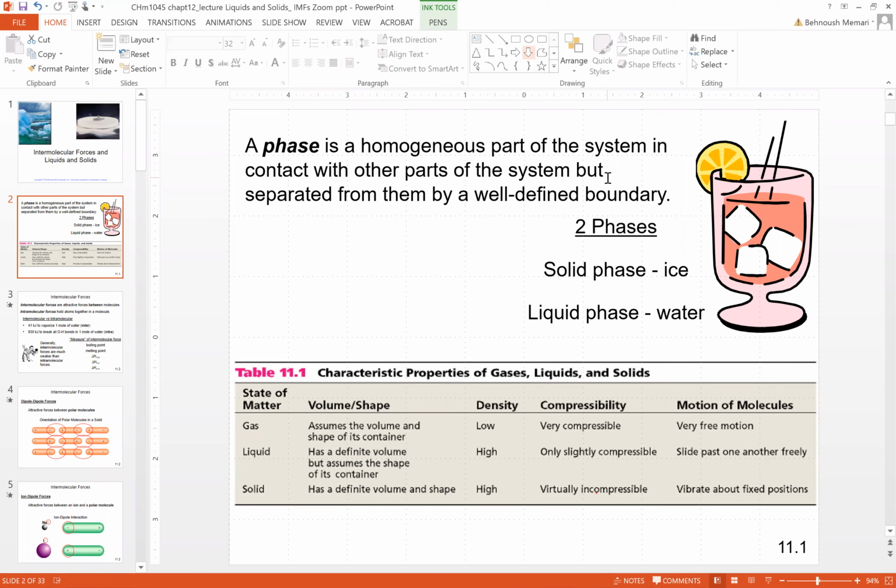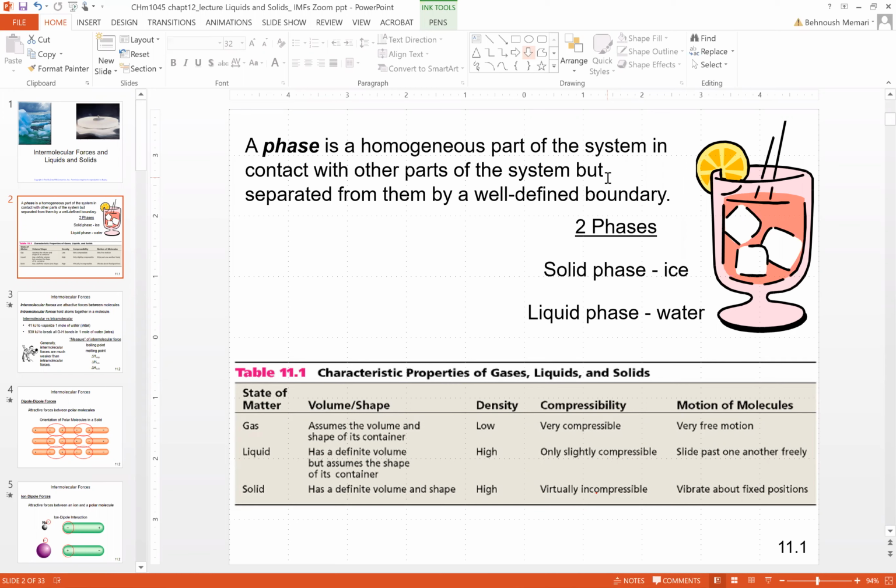So when you have, like, a mixture of two phases in this container, you have a liquid and a solid phase. When you say phases, you could also talk about the states of matter: solid, liquid, or gas phase.